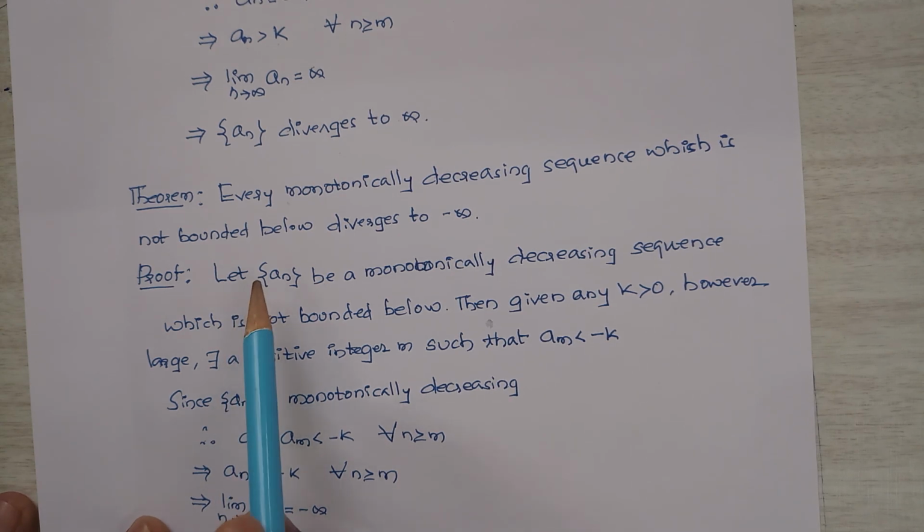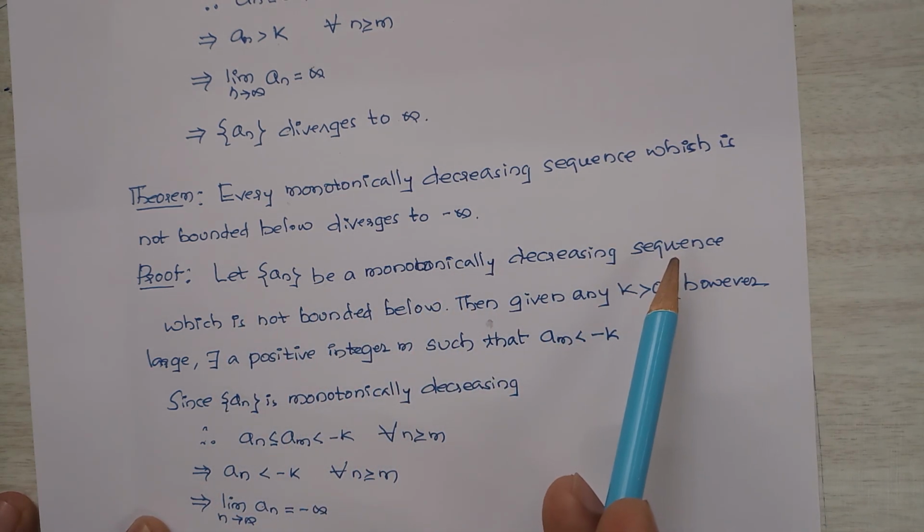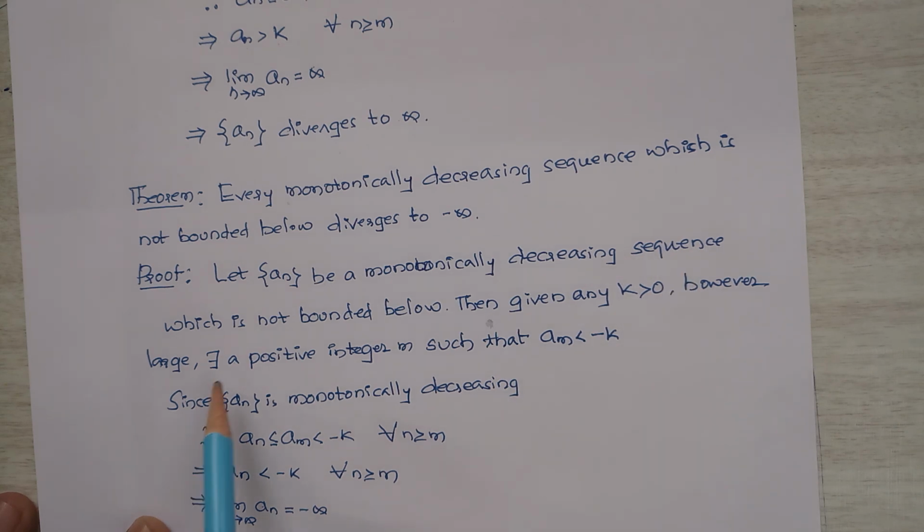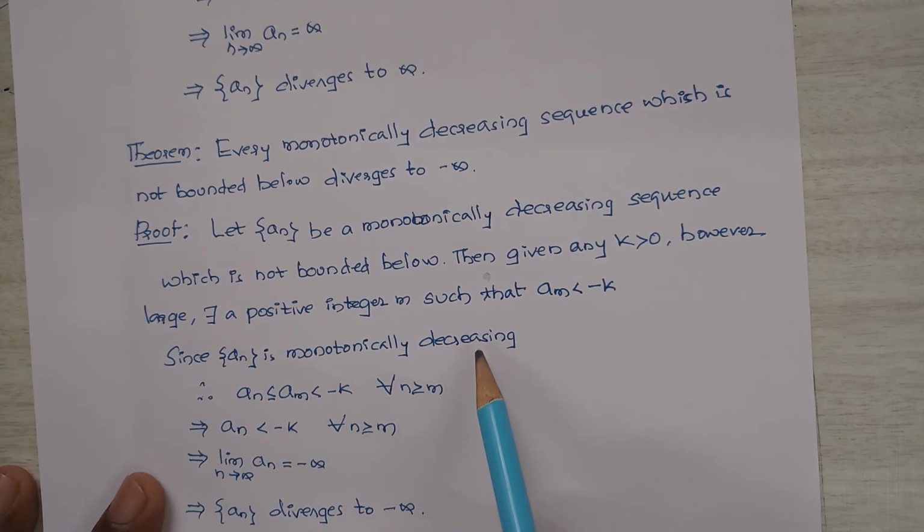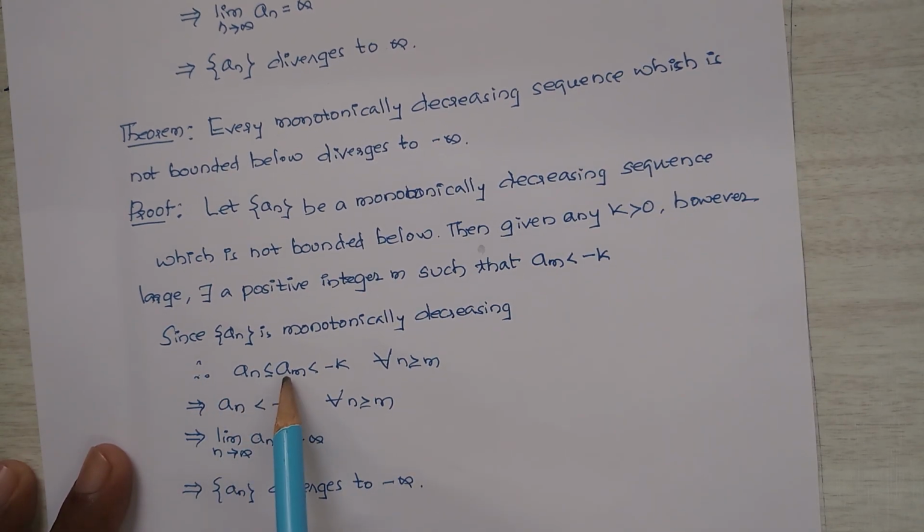The proof for this is: let an be a monotonically decreasing sequence which is not bounded below. Then given any k greater than 0, however large, there exists a positive integer m such that am is less than minus k. It is moving towards minus infinity. Since an is monotonically decreasing, an is less than or equal to am is less than minus k for all n greater than or equal to m. This implies that an is less than minus k.